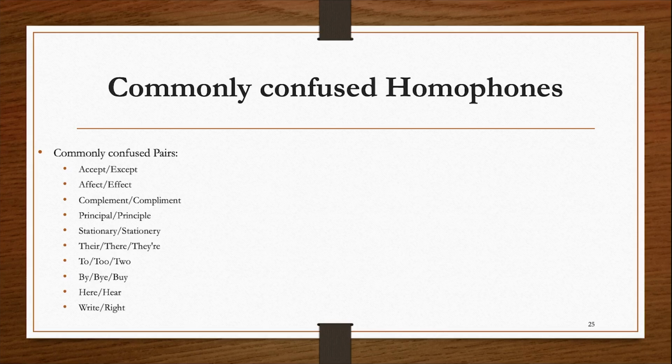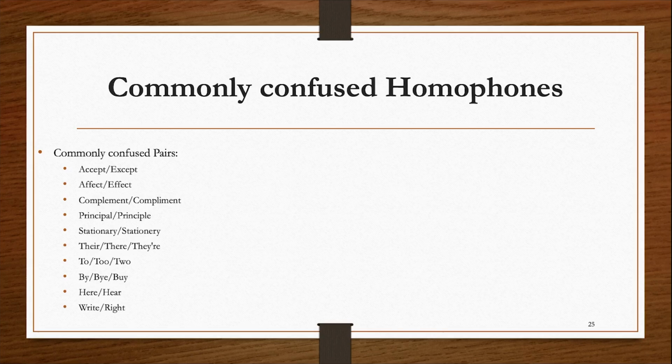Their, that is their possessive form meaning something that belongs to them. There refers to a place or position, and they're is a contraction of they are. To, again used to indicate direction, place, or purpose. That is to. T-O-O means also or excessively, whereas T-W-O is the number 2.